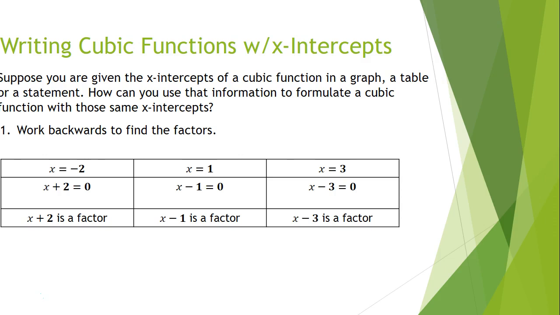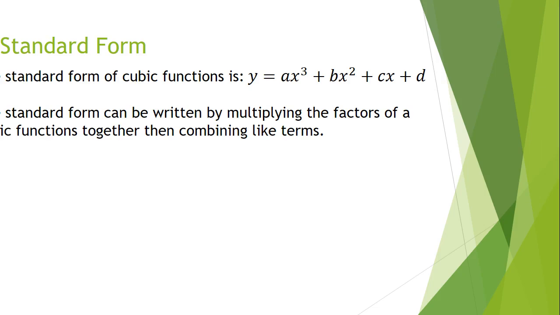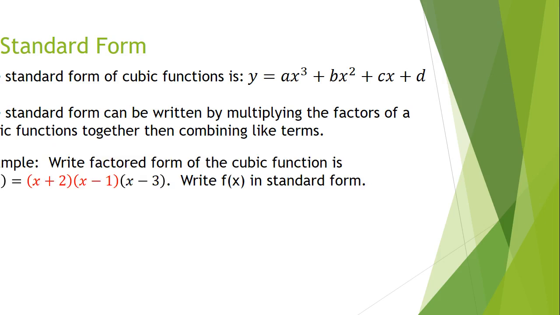In the case of x equal 1, we're subtracting 1 from both sides, giving us a factor of x minus 1. And finally, we're going to add 3 to both sides of the x-intercept x equal 3. That gives us our third factor, x minus 3. Now that we have 3 factors, we're going to use those to build the factored form by just multiplying them all together. It's fine to leave it this way unless you're asked to specifically put it in standard form. The factored form is perfectly fine and is a valid answer.